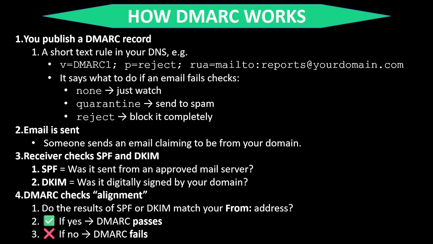First step, you publish a DMARC record, a short text rule in your DNS. Example: v=DMARC1; p=reject; rua=mailto:reports@yourdomain.com. It says what to do if an email fails checks. None, just watch. Quarantine, send the mail to spam. Reject, block it completely. So these are the statuses. That's the rule created, and based on that rule, you decide what to do with the message.